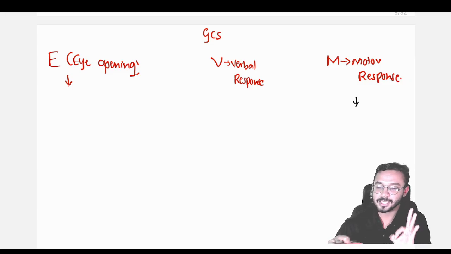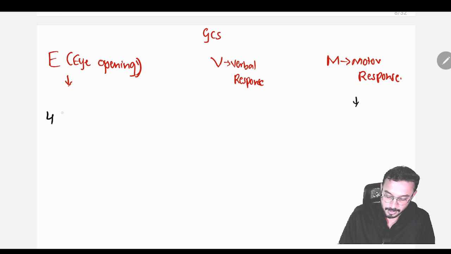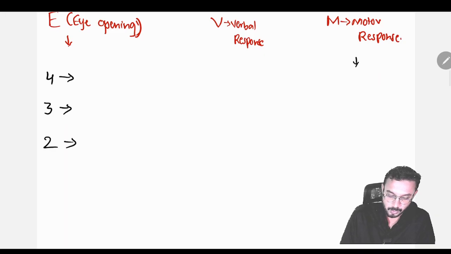GCS is basically EVM. E stands for eye opening, V stands for verbal response, M stands for motor response. Okay, so we'll be studying each and every parameter, and I will teach you clearly. The first parameter is eye opening: 4, 3, 2, 1. No 0, okay?